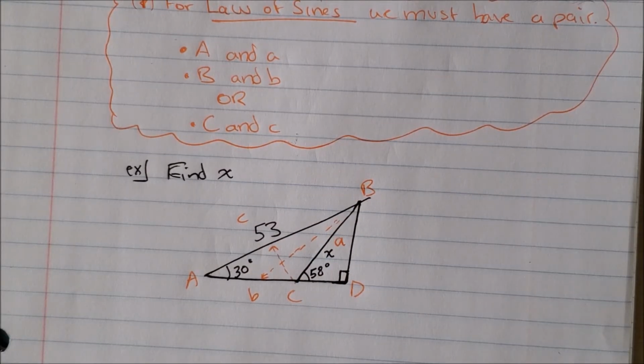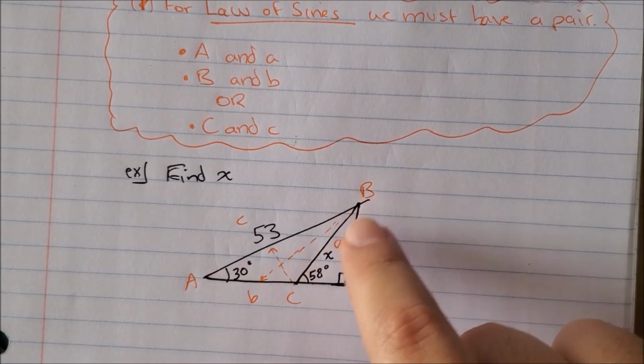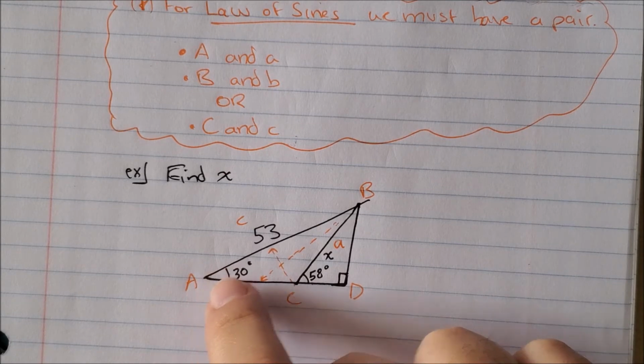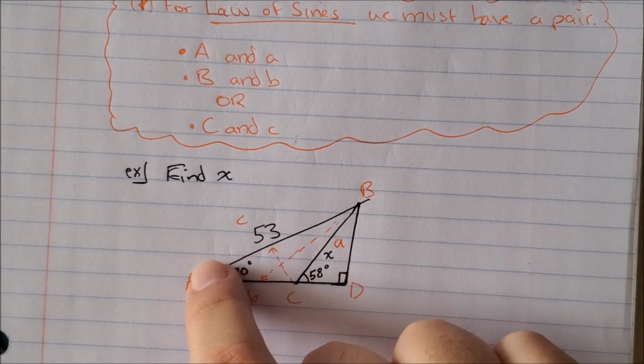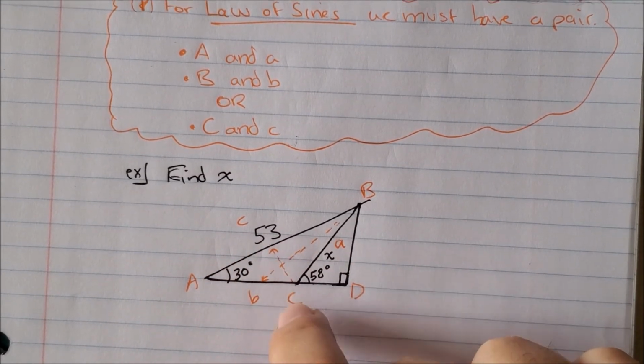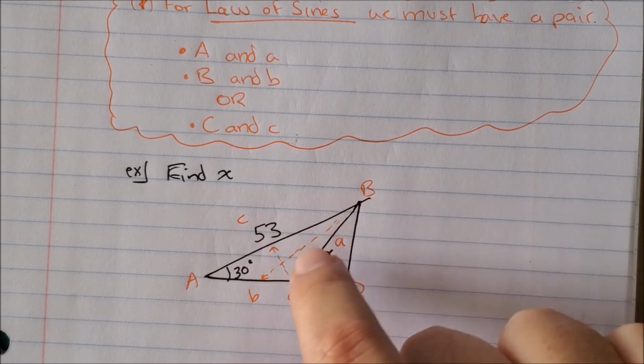Sorry guys, my camera just went off a little bit. But just to finish this example, remember that you can choose A, B, and C. The only condition is that your little a, for example, has to be across from big A, little c has to be across from big C, and little b has to be across from big B.